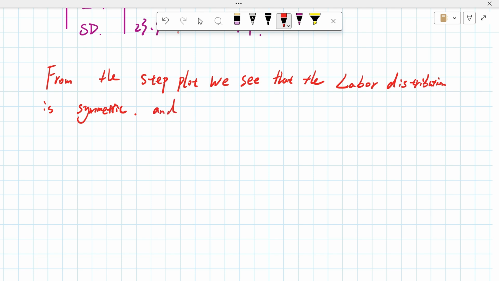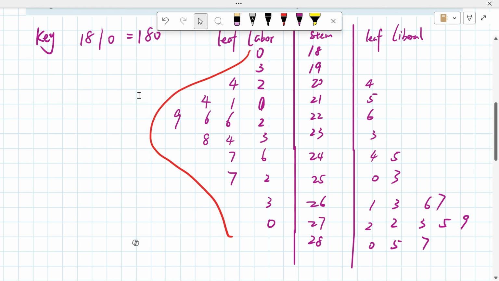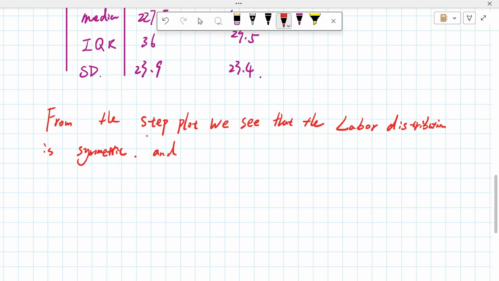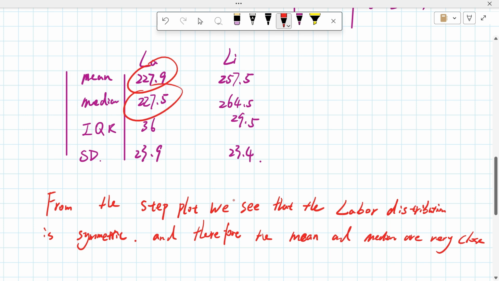And why? Because you can probably say it looks symmetric. Yeah, exactly that way. And therefore the mean and the median are very close, which is they are 227.9 and 227.5.